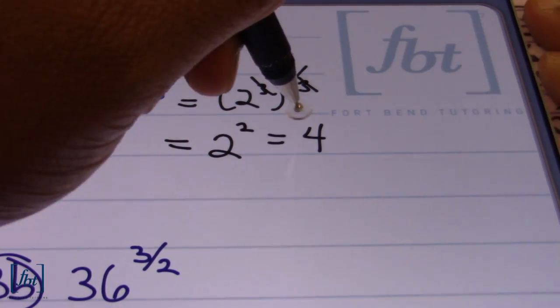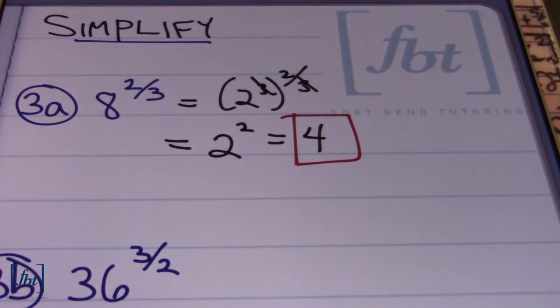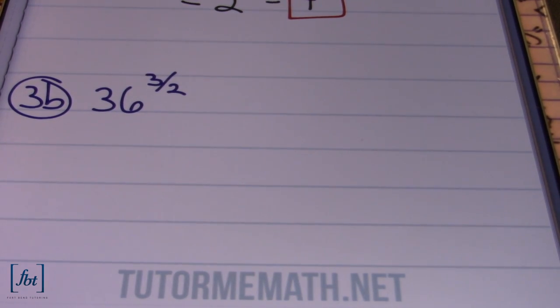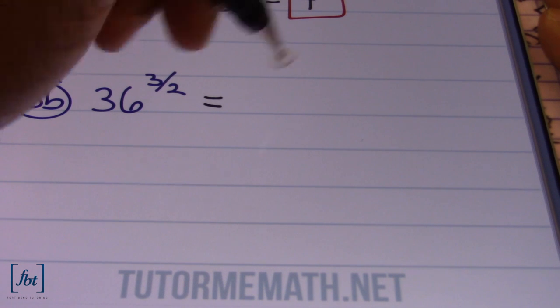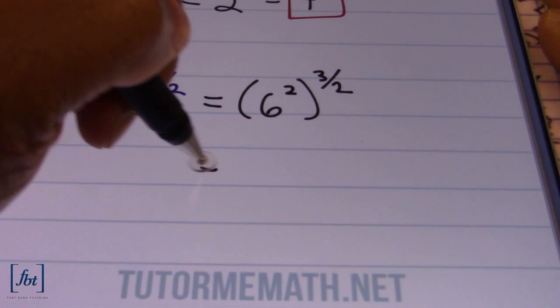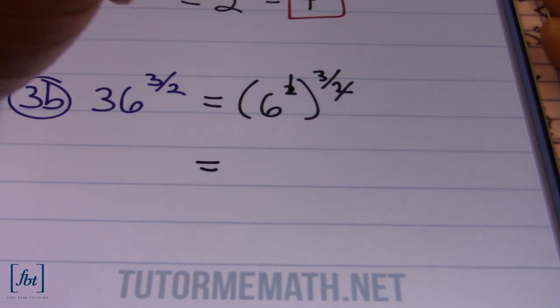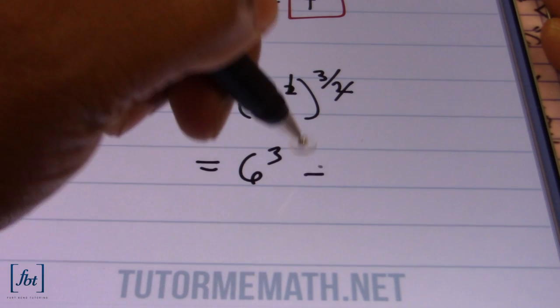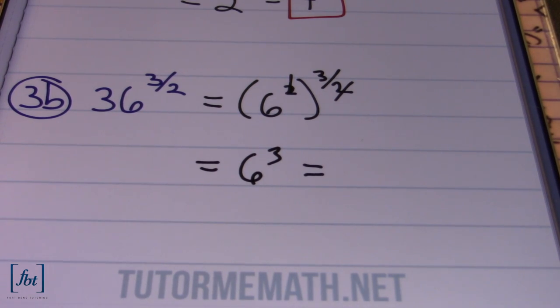Red boxing it. I am moving on to 3B. Here I have 36 raised to the 3/2 power. The driving force of the problem is the denominator of the rational exponent. It's 2. They're looking for perfect squares. It just so happens that 36 is a perfect square. I'm showing my teacher that 36 is 6 squared. It's raised to the 3/2 power. I'm going to cancel out my 2s. I end up with 6 cubed here. I'm going to show off, and I know that 6 to the third power is 216.